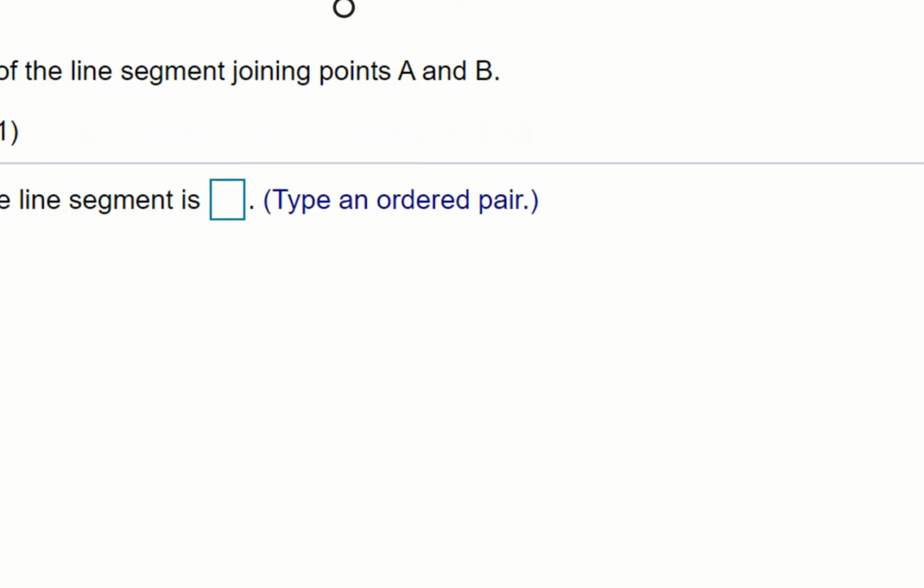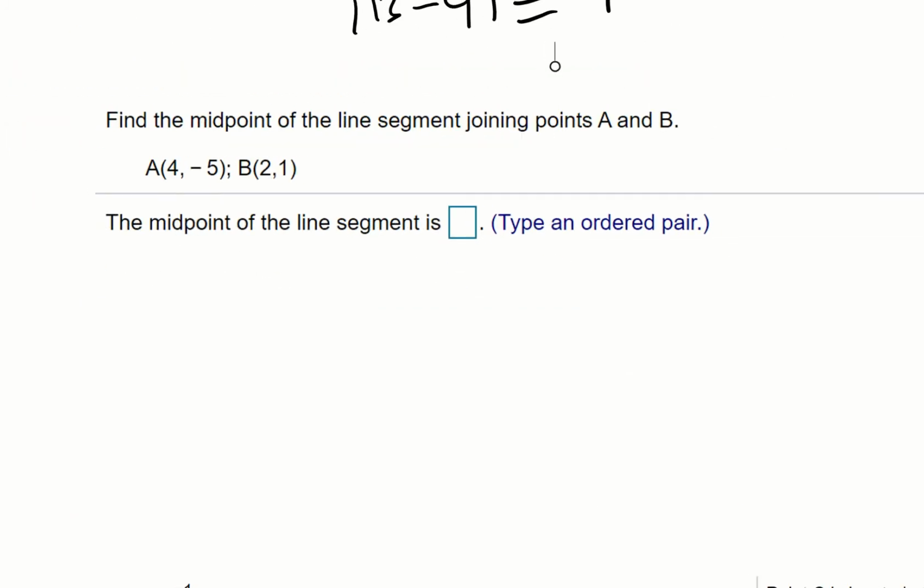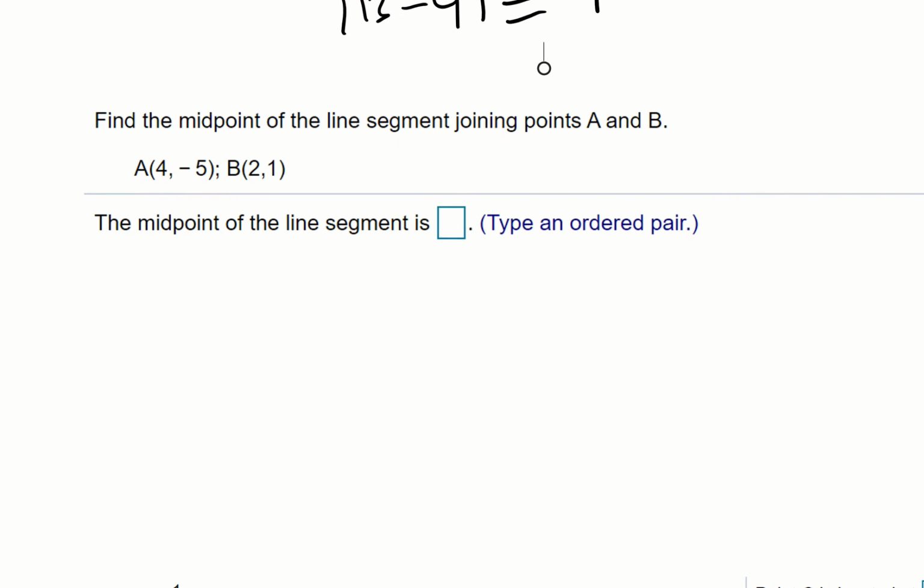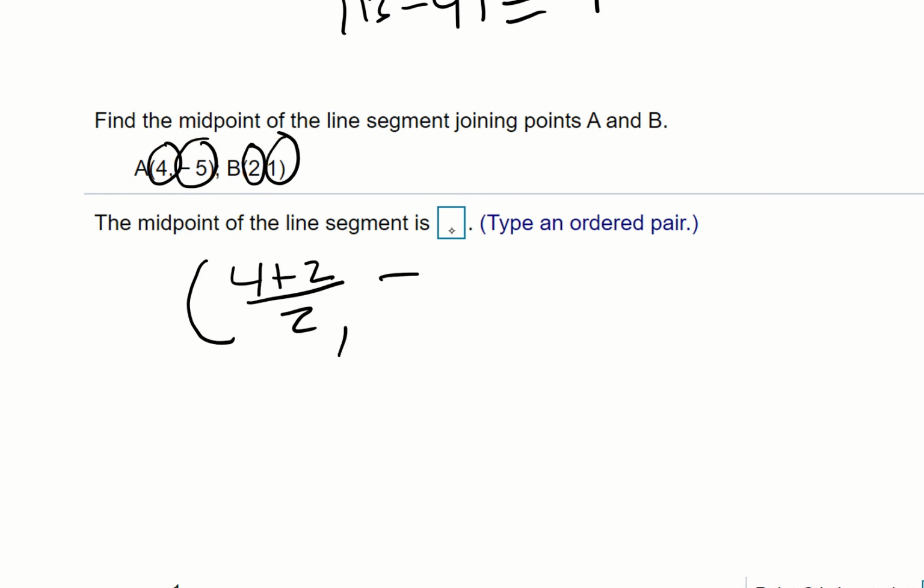So the next problem, we want to find the midpoint of the line segment. So you're just using the midpoint formula, nothing more, nothing less here. So again, it's really straightforward. You add the x coordinates together, 4 plus 2, then divide by 2. Then you add the y coordinates together, divide that by 2, and that'll give you the midpoint.